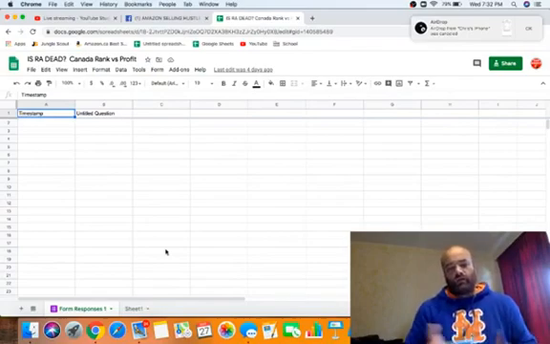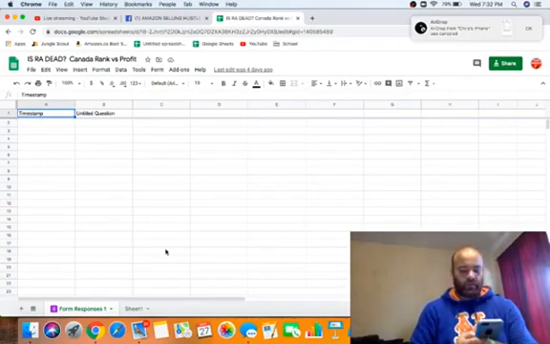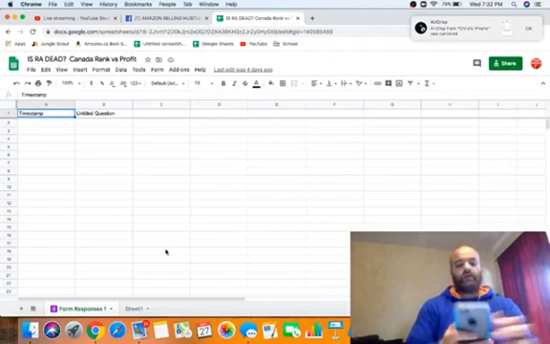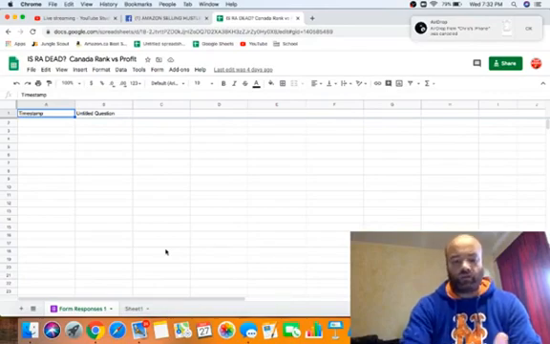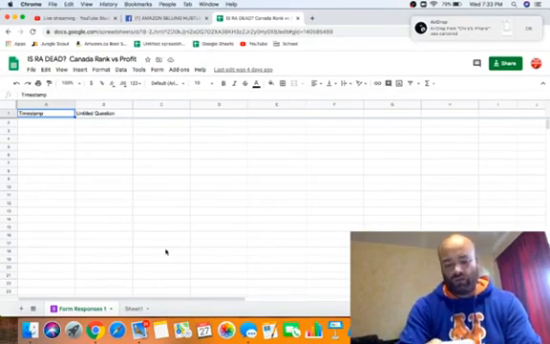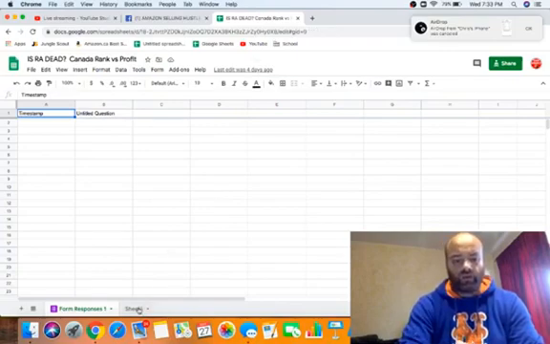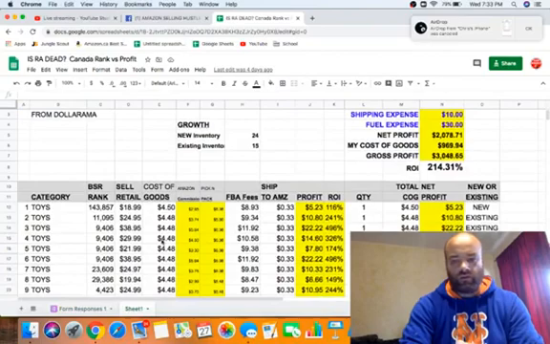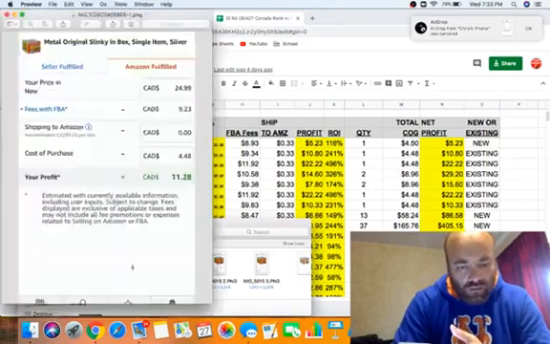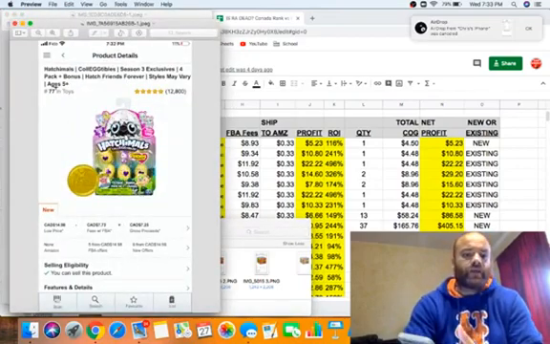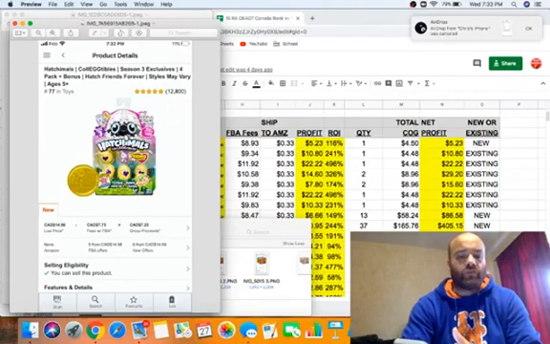Really good rank. This particular Hatchimal has, I want to say, a top 100 rank. A 77 rank is the lowest ranked toy I've ever sourced. So I will share that. Here we go. Done. You can jump in here. I'll delete this. So 77 rank in toys, 12,000 reviews, really good product, selling for $14.98.